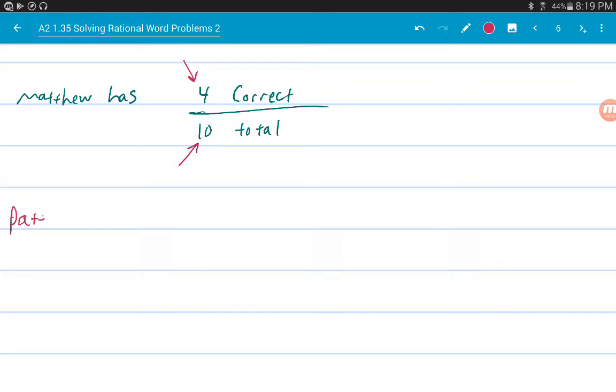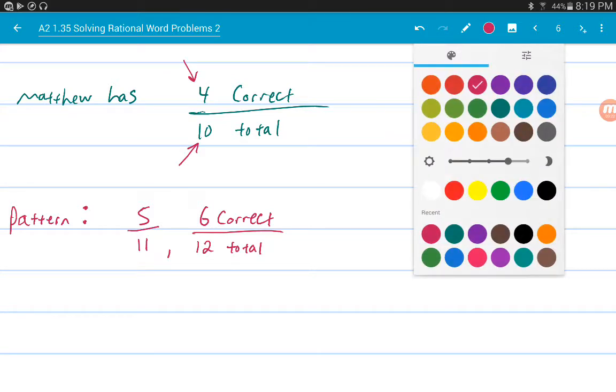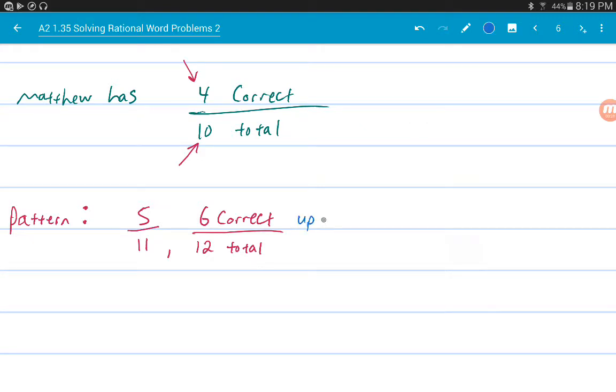So I want you to think about the pattern anytime you see a question like this where things are changing and you're not sure if you understand how to turn it into a formula. So let's think about the pattern. He had 4 correct out of 10. If he gets another one, he's got 5 out of what? 11. If he gets another, he's got 6 correct out of how many total? 12 total questions. So if you see what's happening, it's going up on top and up on bottom.